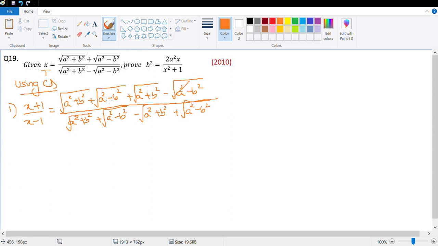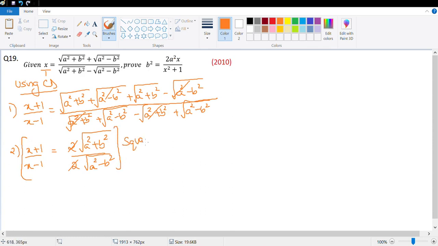So this term and this term get cancelled. First term and third term get cancelled. So what we have is x plus 1 upon x minus 1 is 2 times root of a square plus b square divided by 2 times root of a square minus b square. 2 and 2 get cancelled. Now I notice that I need to have the value of a as square, which means I should square both sides. So squaring both sides, I should be able to remove the square root sign as well.